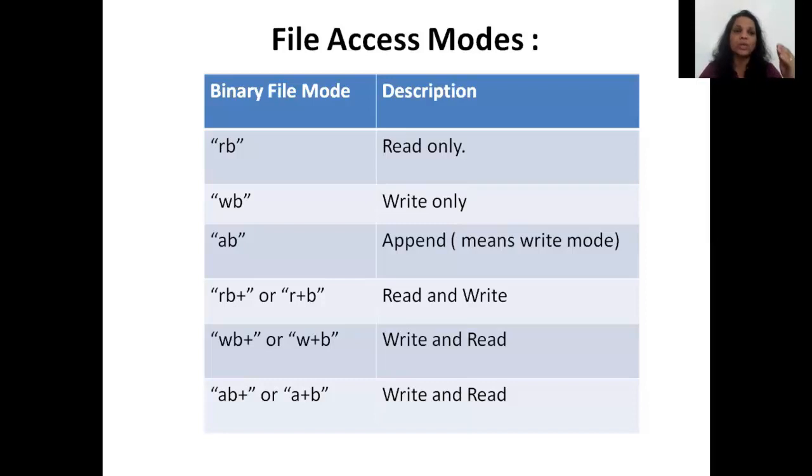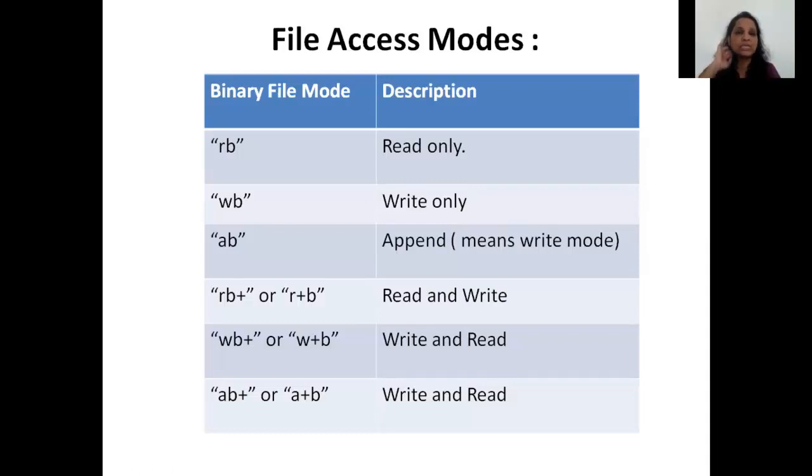Is that clear? So we have the RB mode for read only, WB mode for write only, AB mode for append. Append is basically writing, and if you remember, append means don't delete the previous contents, just continue with the existing contents. Then RB plus if you want to read and write, WB plus if you want to write and read, and AB plus if you want to append and read. Is that clear? So these were already discussed. The discussion about them is exactly the same.